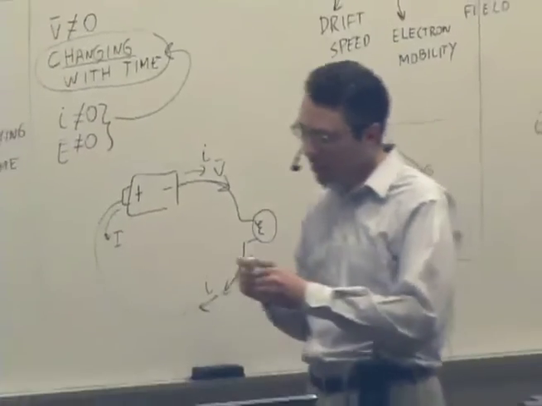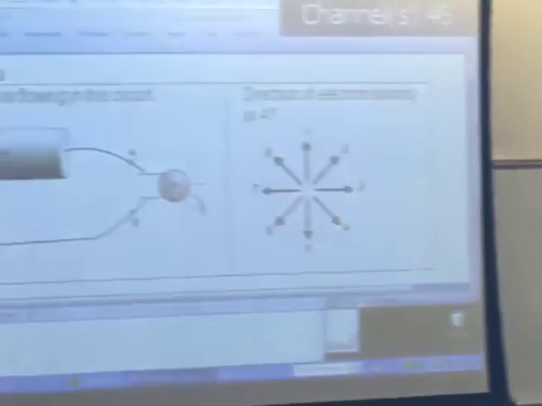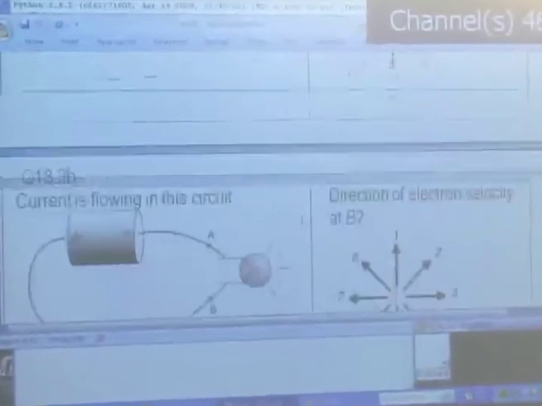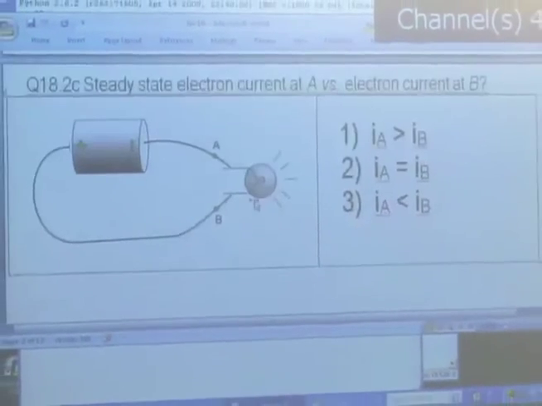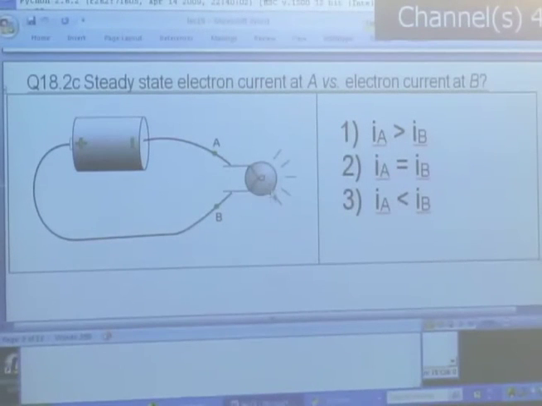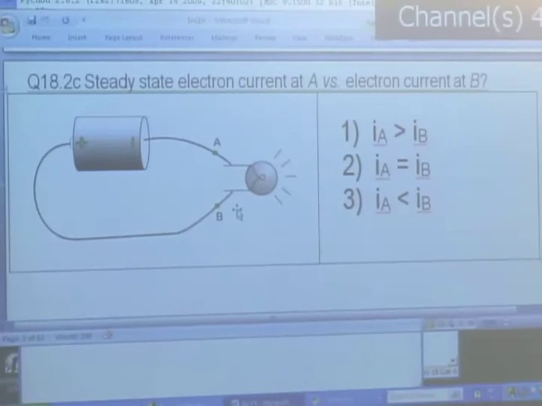So let's think about the electron current. We have electrons flowing into this light bulb at location A, and then they're flowing out of the light bulb at location B. And we have a steady state. What can we say about the electron current, the rate of electrons per second, at A versus at location B? Is the current at A bigger than at B? Is the electron current at A equal to the electron current at B? Or is the electron current at A less than the electron current at B?